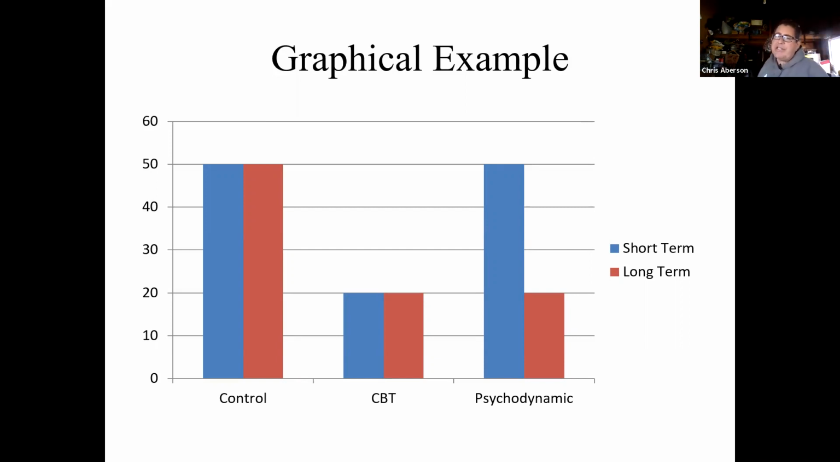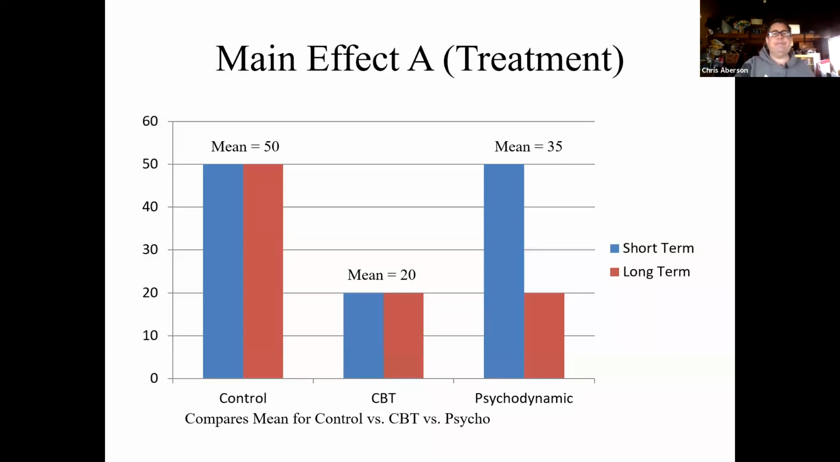And where that interaction is happening has to do with the short term and the long term being different in one condition. We see that there's no difference between short and long for control and cognitive behavioral. But when the effect of one factor is different across the levels of the other, that's an indicator of an interaction. The way this plays out is that short-term psychodynamic therapy doesn't work, but if it goes long-term, it can be just as effective as cognitive behavioral. Again, getting at that it depends piece that's so central to all psychology.